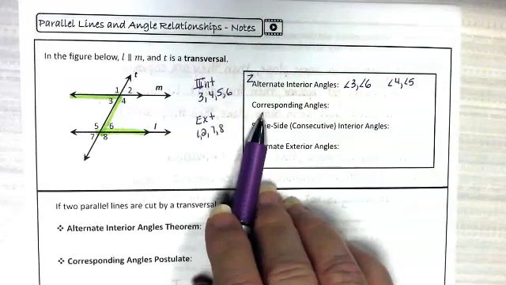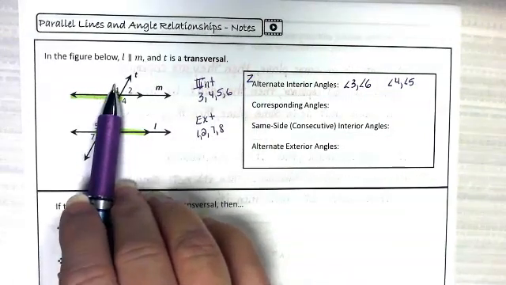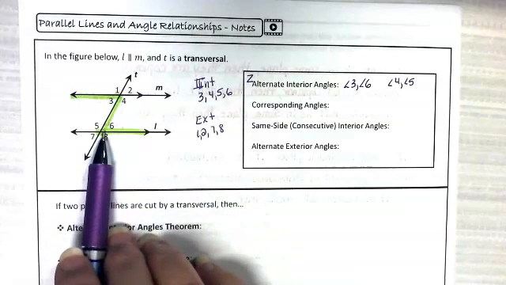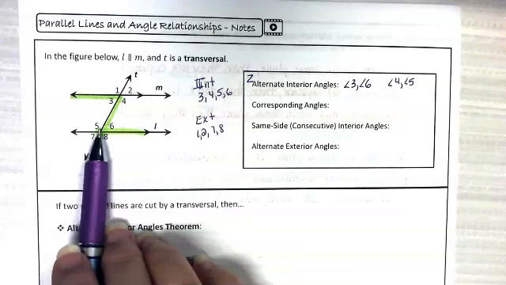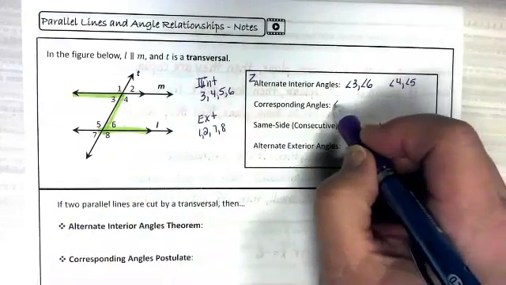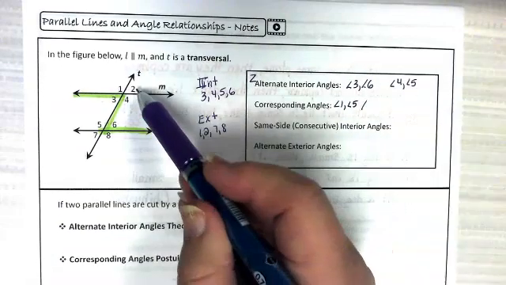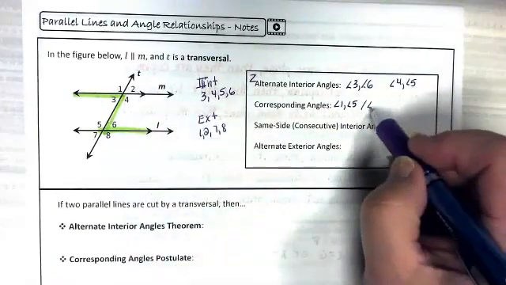Corresponding angles. Corresponding angles are going to basically be in the same location on a different line. So for example, angle 1 is on top of line and it's to the left of the transversal. So I come down here to line L. Which angle is on top but on the left? That'd be angle 5. So angle 1 and angle 5 are called corresponding angles. Angle 2 and angle 6 on the top but on the right-hand side.